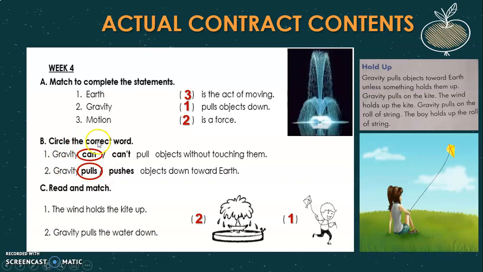Gravity can, affirmative, pull objects without touching them. It's a non-contact force, okay? And gravity pulls objects down toward Earth. Now you might wonder, what happens with a kite? We see the girl flying the kite, and the kite is up in the air because of an unbalanced force, which is the air wind, okay?